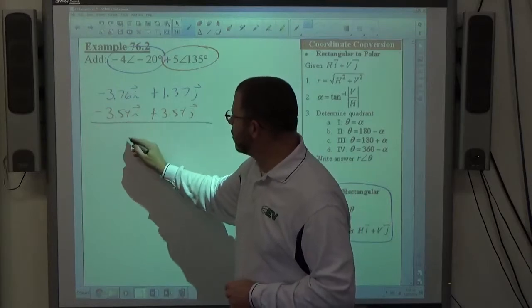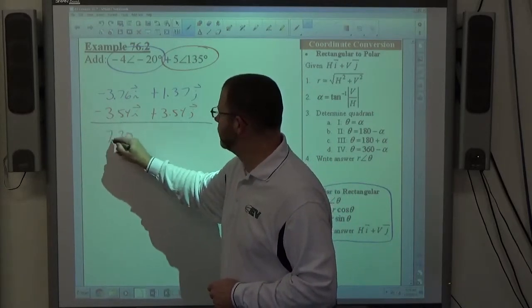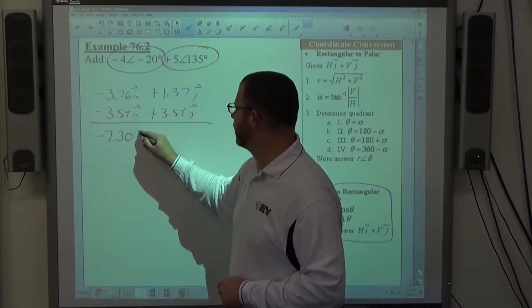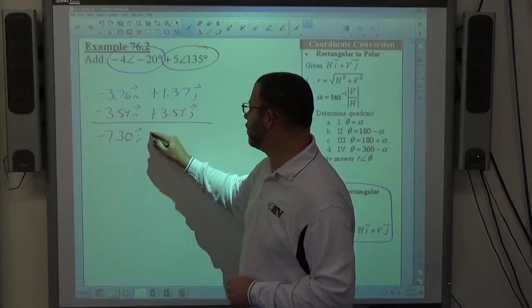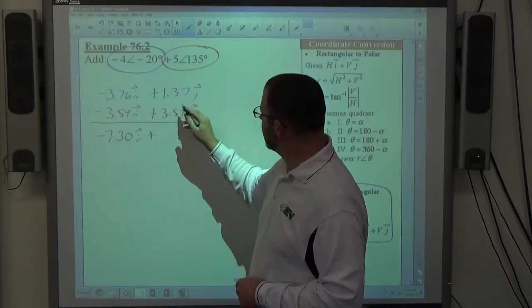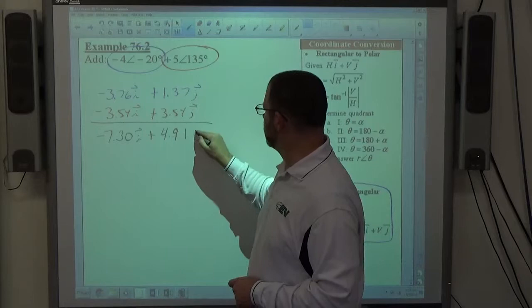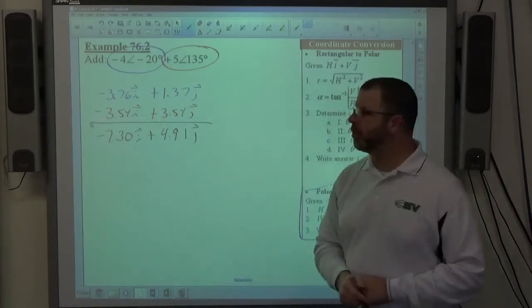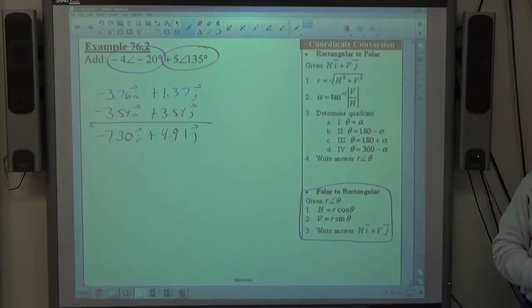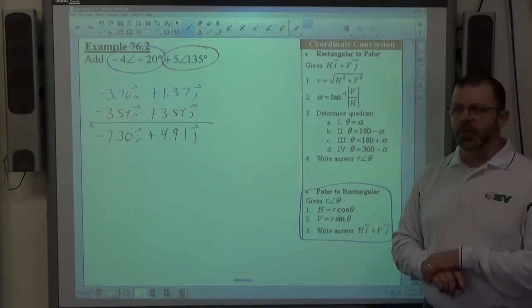These are both negative, so I add, make it negative. These are both positive, same sign, so I add, get a positive. So negative 7.30 I plus 4.91 J is the resultant vector in rectangular form. What I want from you is to go back to polar form.